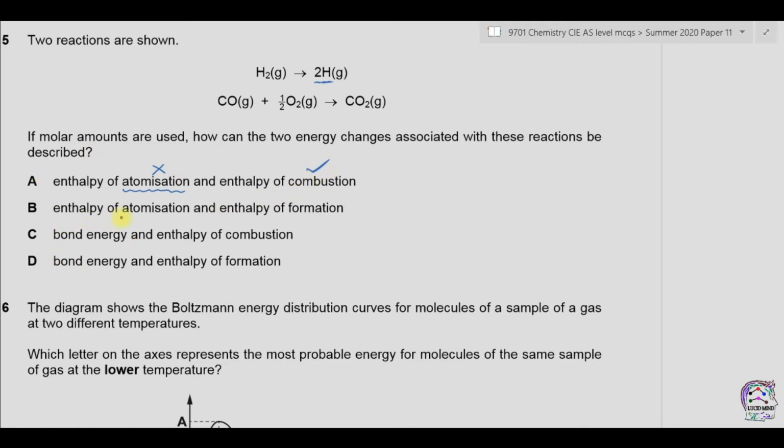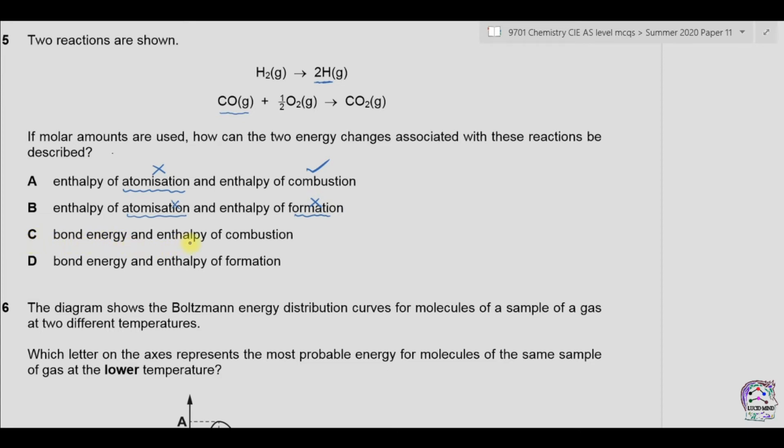Part B, enthalpy of atomization, again this is wrong, and enthalpy of formation. Enthalpy of formation is when 1 mole of a compound is formed from the elements in their standard states. In this equation carbon monoxide is not an element; there should actually be carbon in the solid state, then this would have been correct. So this is also wrong.